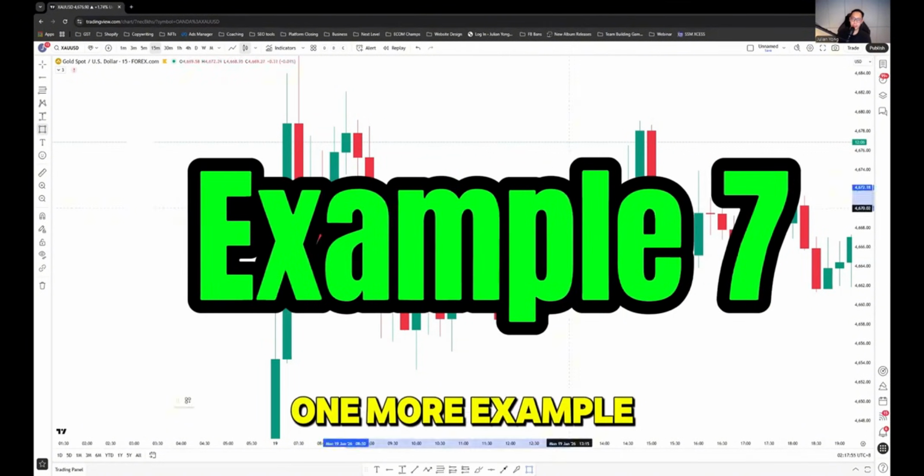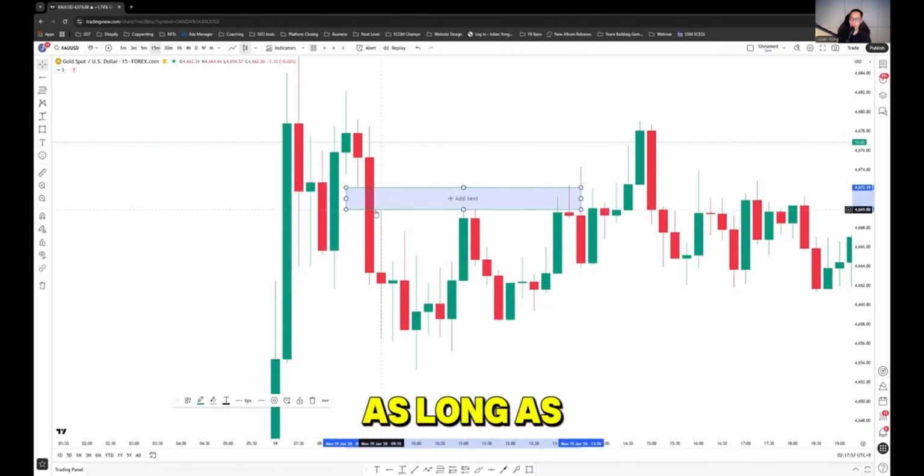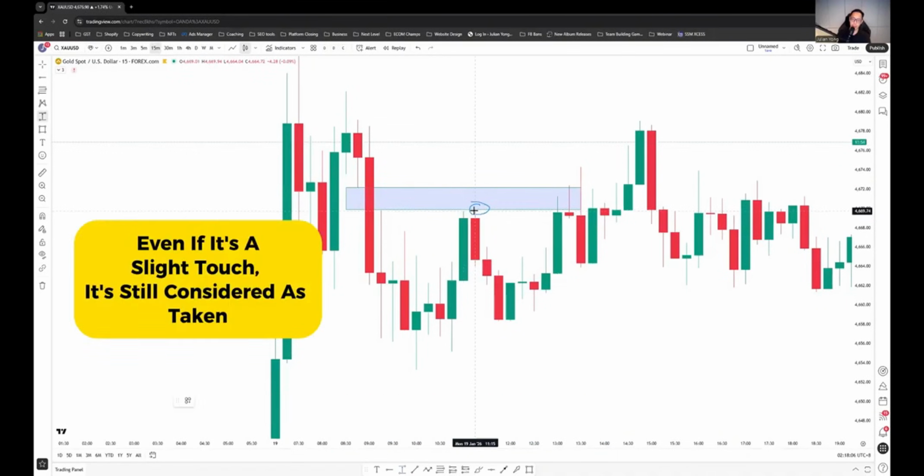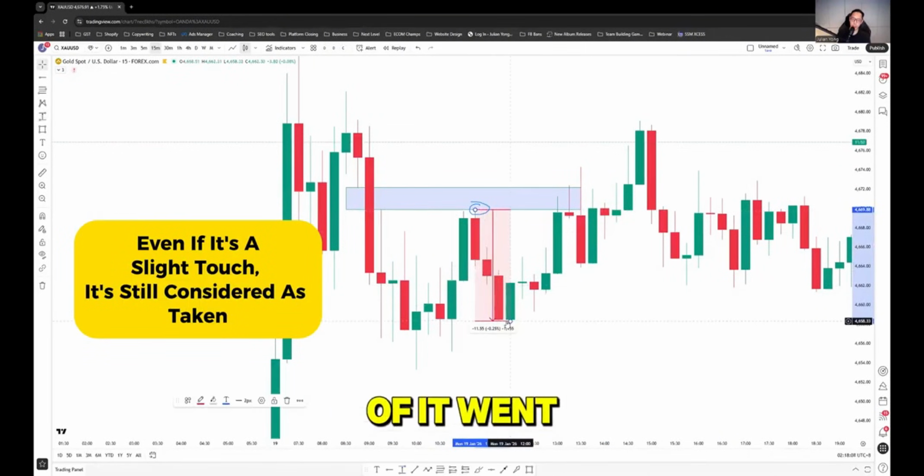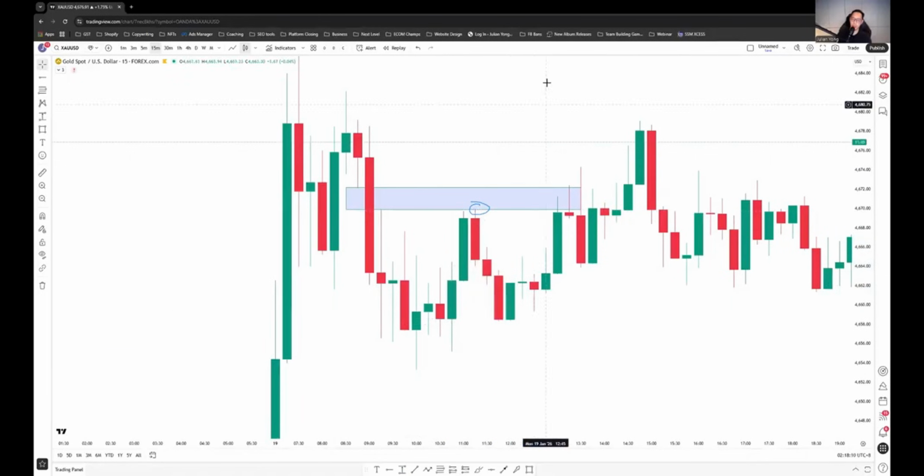Right here, one more example, bearish fair value gap. As long as it's not tapped, it's still valid. So when did it get tapped? Over here, you can see price came in, tapped just the tip of it, went down 100 pips.